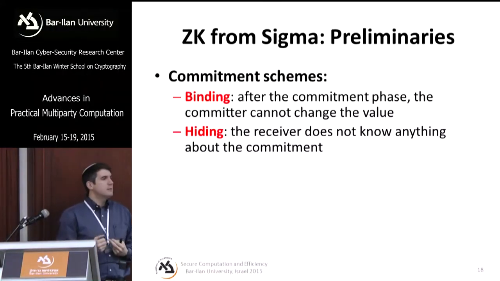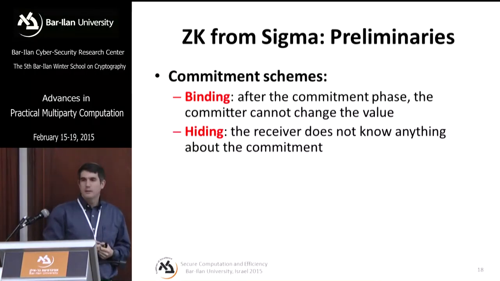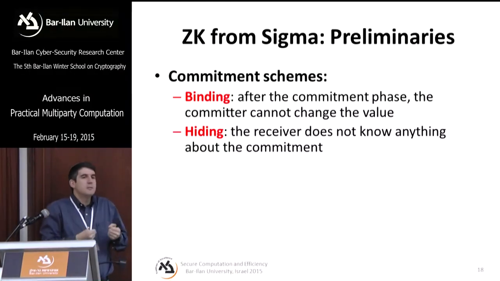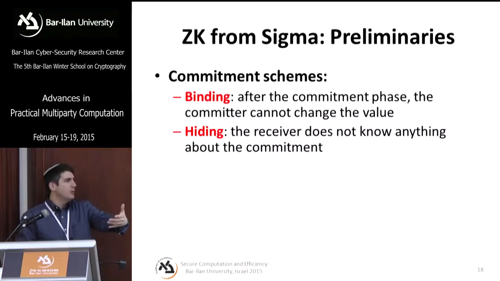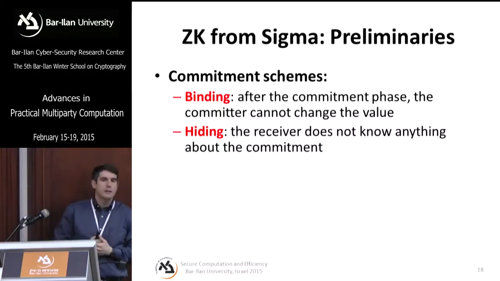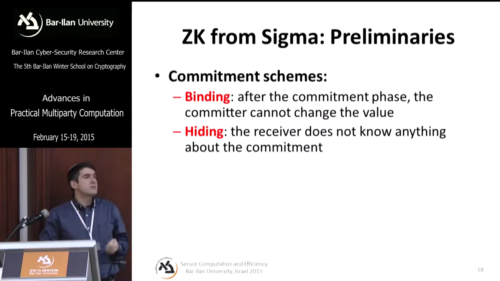At that point, before you open the envelope, you have no idea what's written inside there. However, I'm unable to change what's there. So this is binding and hiding. I am bound already to the value that's inside the envelope. I can't change it because you're already holding the envelope. On the other hand, you don't know anything about the value that's there, so it's still hidden from you.